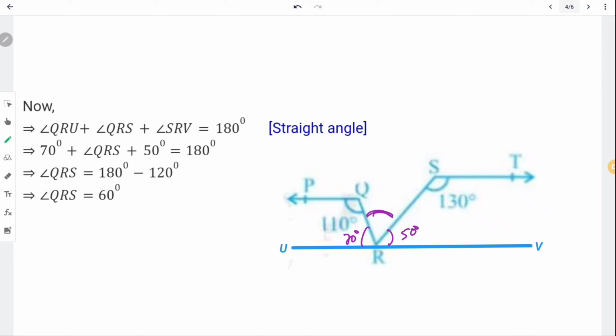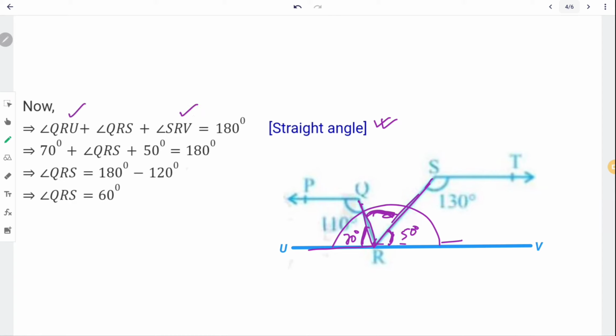Okay, now like I said previously, from here till here gives us 180 degrees. It is made of three angles now. This angle plus this angle plus this angle. All right, straight angle. So I have everything: QRU plus QRS plus SRV.